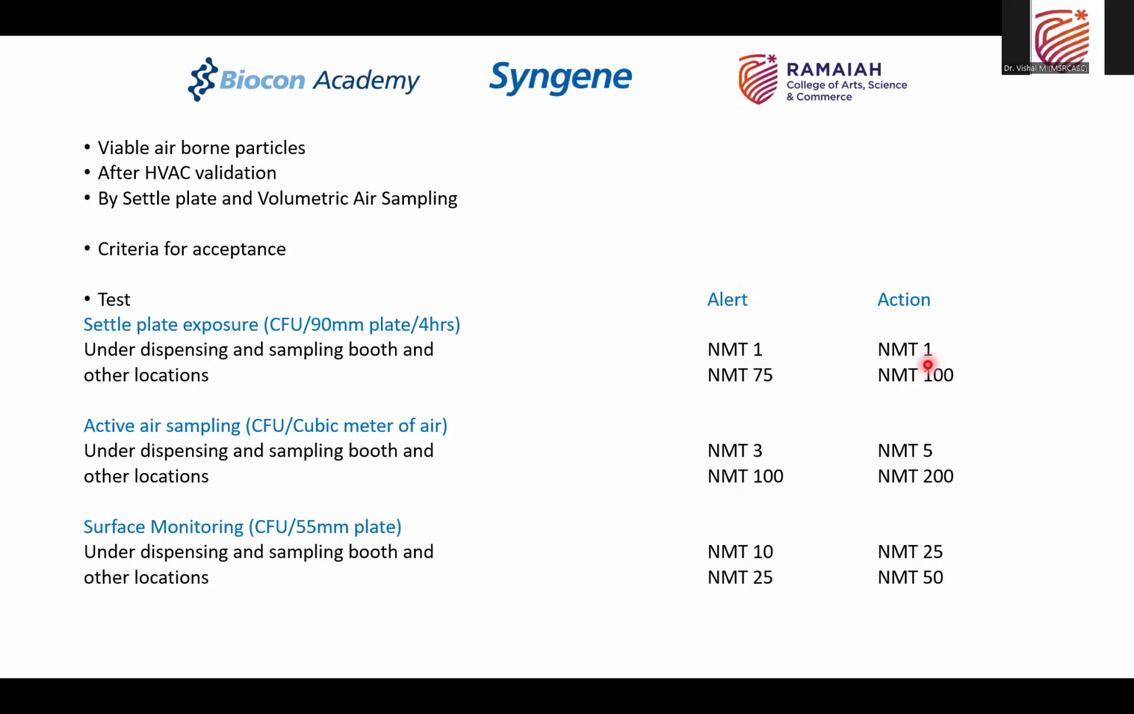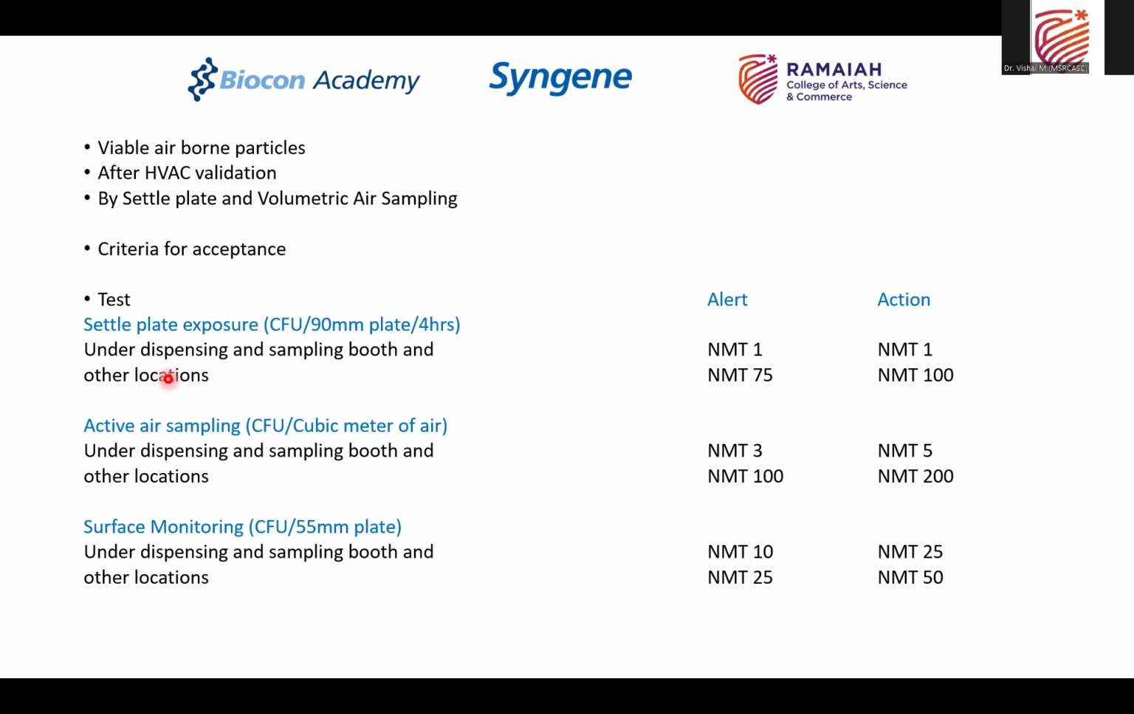Now, when do you have to take action? If there are no more than 100 colonies, then it's okay. But if the colonies are more than 100, action has to be taken. We'll see what action will be taken. So if the viable count is in this range, there should be an alert situation. And if the colony forming units exceed some range, serious action has to be taken.